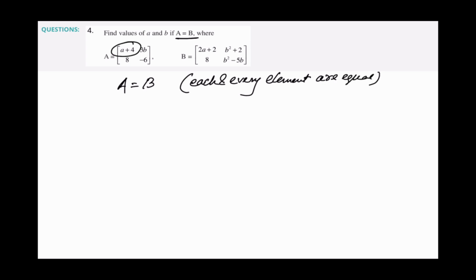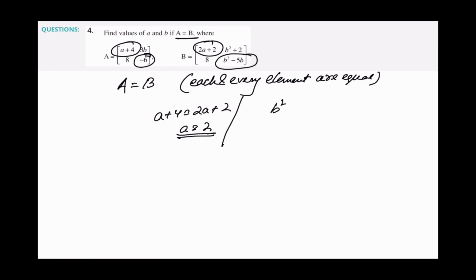So first we solved this one. We have taken the first. So A plus 4 is equal to 2A plus 2. Pretty simple. You can directly solve, A is equal to 2. No doubt about it. What about B? So let's say I'm taking this part down one and solving it. So B square minus 5B is equal to minus 6. When you bring it this side, B square minus 5B plus 6 equal to 0.